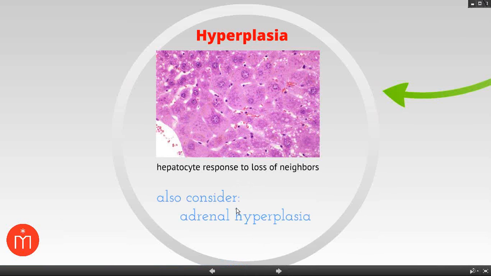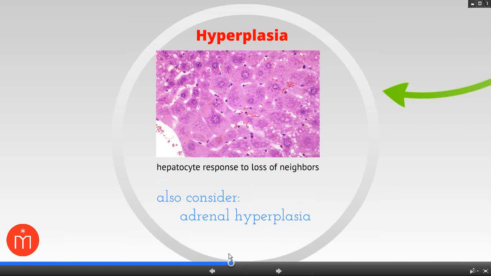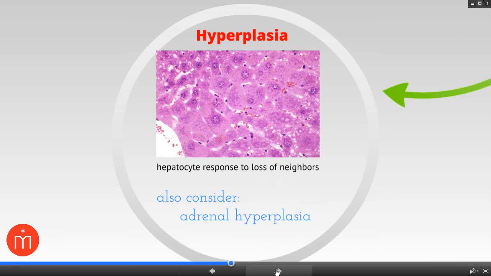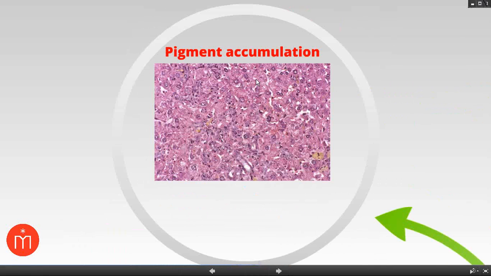Another link to make with hyperplasia is adrenal hyperplasia. This is a very important, commonly tested point on the USMLE: in an excess of ACTH, that will stimulate the adrenal gland to become hyperplastic, to grow more cells, instead of becoming hypertrophic. Hyperplasia versus hypertrophy, important to keep that straight.